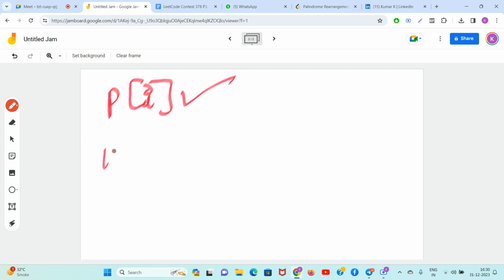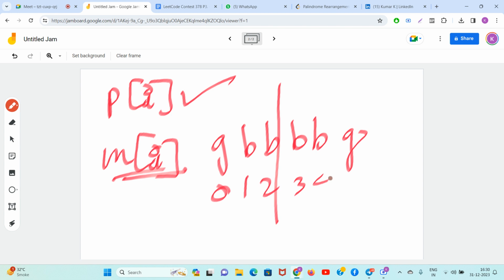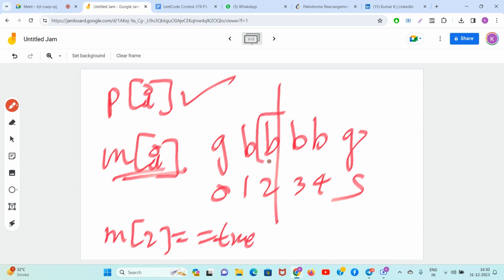React with emojis. Now let's talk about middle of I, m of I. So 0 1 2 3 4 5. Guys, if m of 2 is equal to true, do you know what is its meaning? Its meaning is that the middle part, which is starting at 2 and having a symmetric length, is a palindrome. Guys, what is the meaning of m of 1 equal to true?